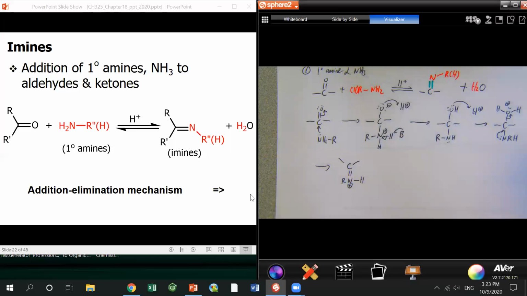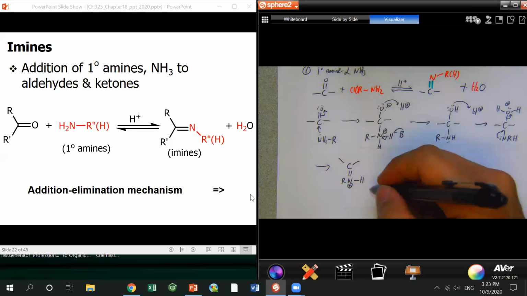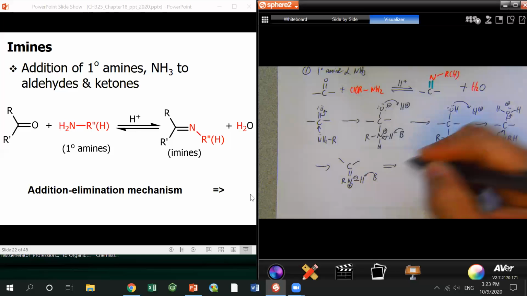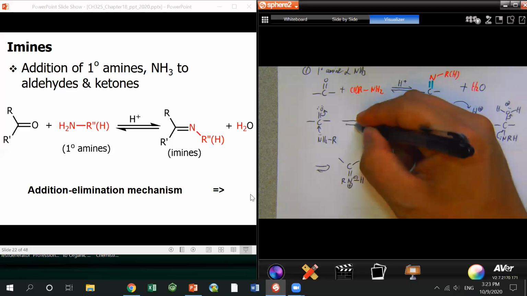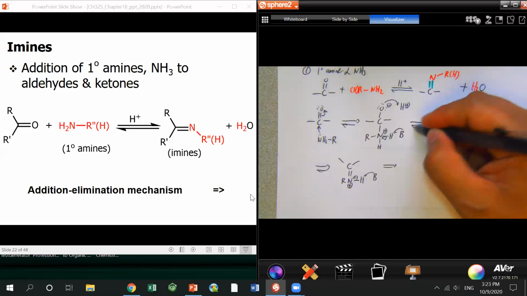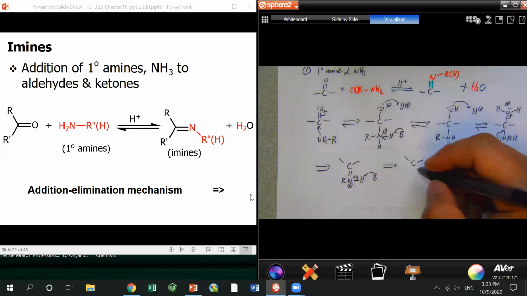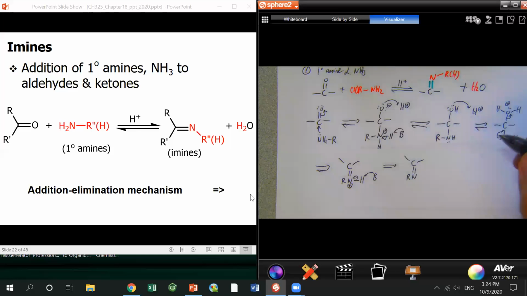Okay, eventually some kind of base comes in and picks up this hydrogen, so it gives the final product. So the whole process is actually reversible. Okay, lone pairs on the nitrogen.